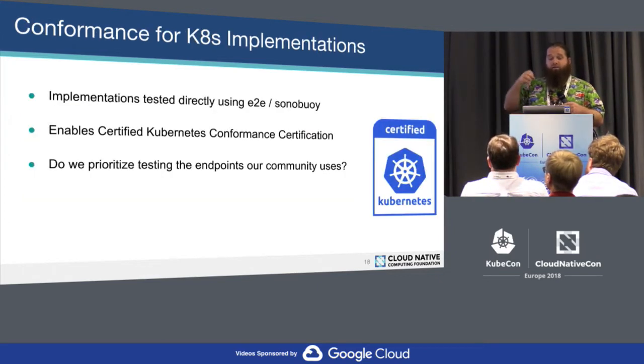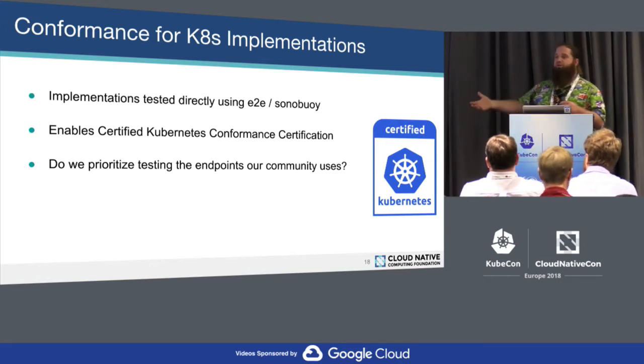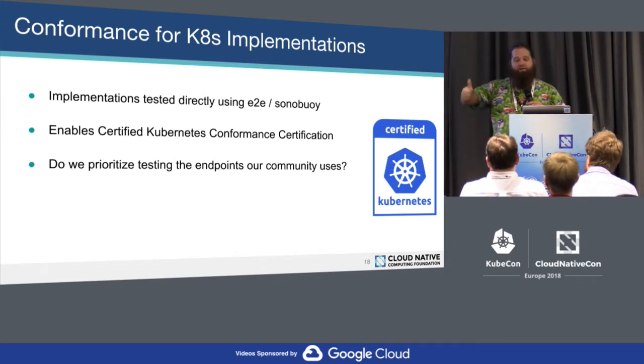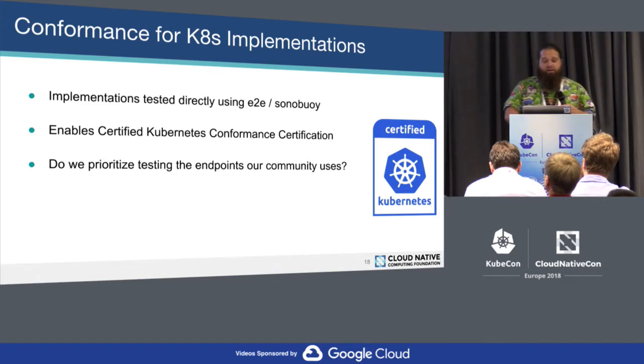So we all know about the Kubernetes Conformance, and that's where we're using our Sonobuoy data to upload it to the repo and create a PR and say, I'd like to put on my website the certified Kubernetes logo that says my company is supported for this version. But what I'd suggest is we should prioritize the untested endpoints by what our community is using.